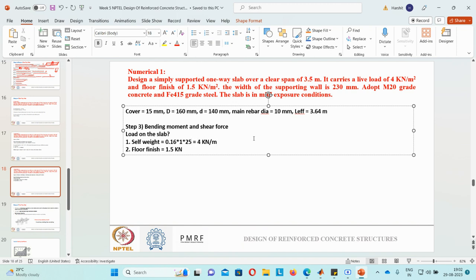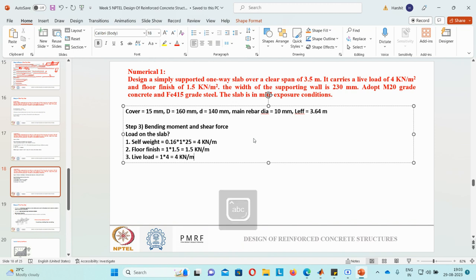So 25 kilonewton per meter cube, my width is 1 meter and my depth is 0.16, so it will be 4 kilonewton per meter. Similarly, my floor finish: 1 meter into 1.5 kilonewton per meter square will come out to be 1.5 kilonewton per meter only. Similarly for live load, the live load condition is given to us, so live load will be 1 into 4, which is 4 kilonewton per meter.